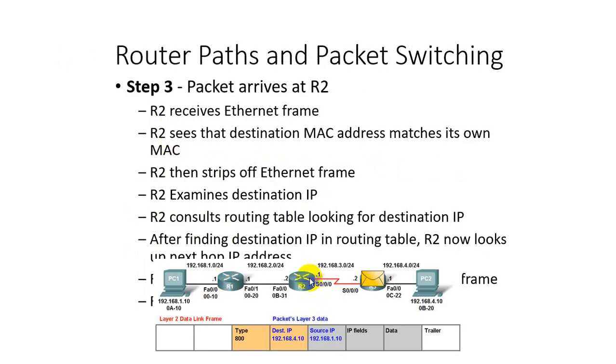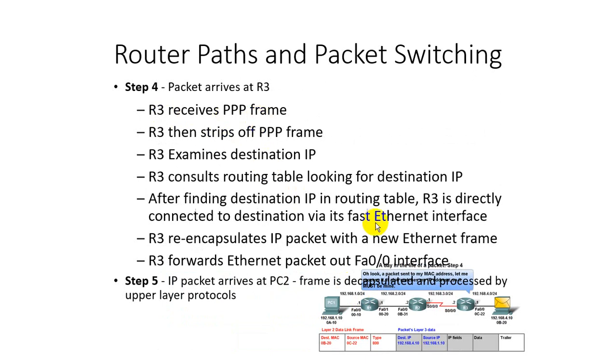R2 receives the Ethernet frame. Now R2 will receive the Ethernet frame. R2 sees the destination MAC address matches its own 0B31. Okay, and R2 then strips off the Ethernet frame. R2 examines the destination IP address. R2 consults the routing table looking for the destination IP. After finding the destination IP in the routing table, R2 now looks up the next hop address. So for R2, the next hop address will be 192.168.3.2.